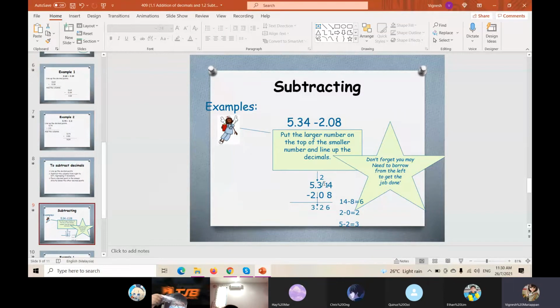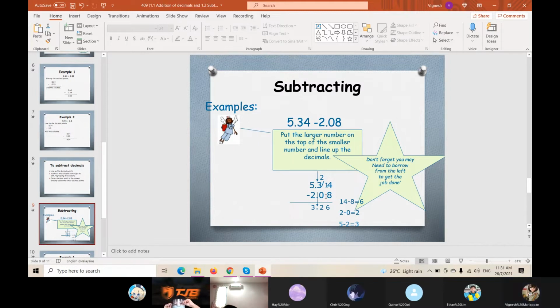5.34, and then 2.08. Okay, now as the same, we have to line up the decimal, which means please line up the decimal here. 5.34, and then you minus 2.08 here.